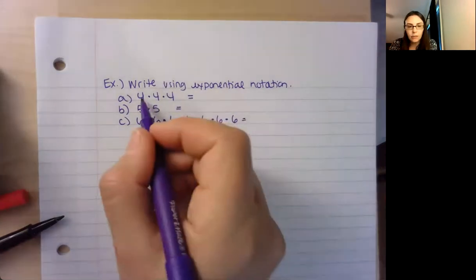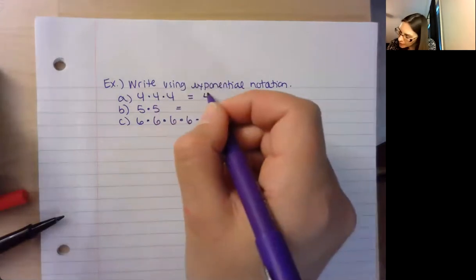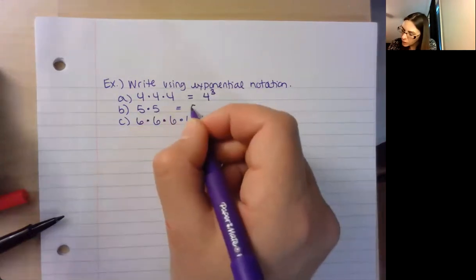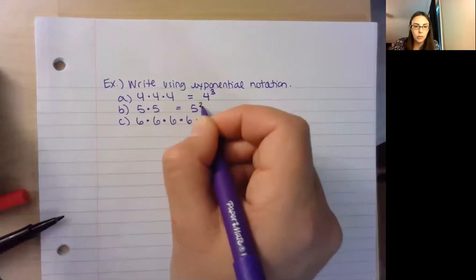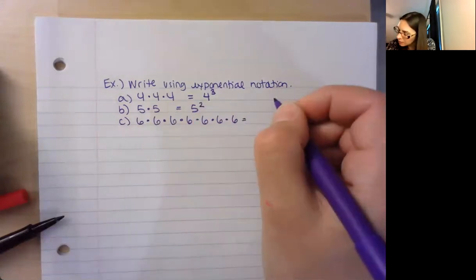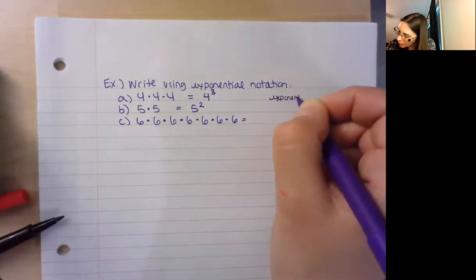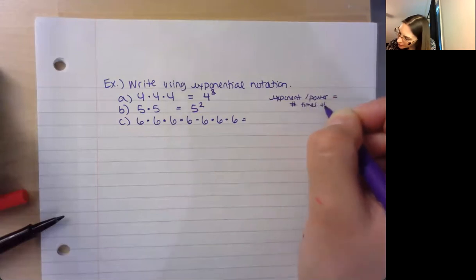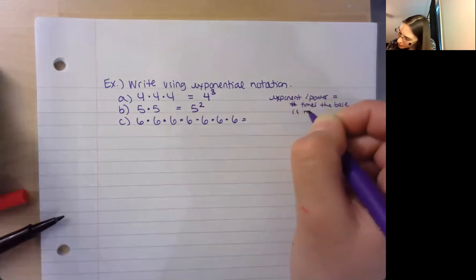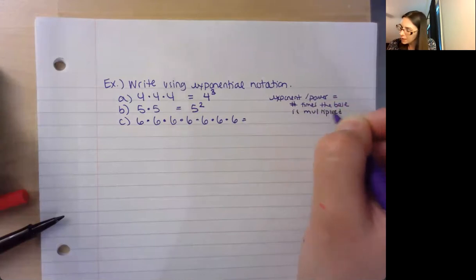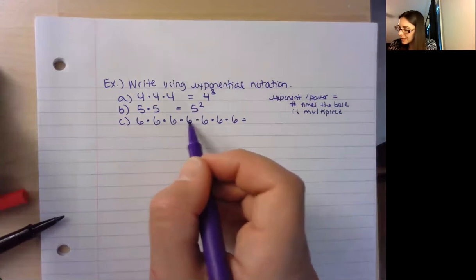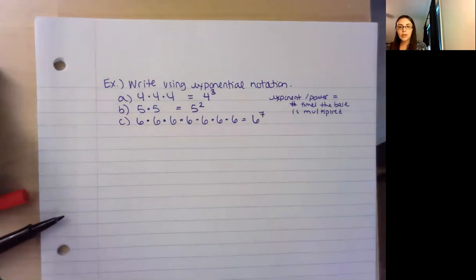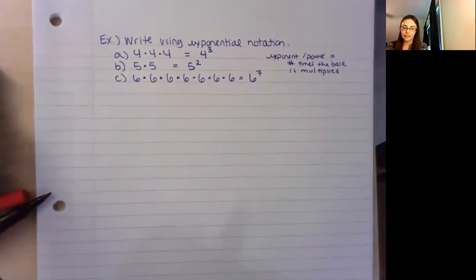So here I have 3 fours. My base is 4. My exponent is 3. Here my base is 5. I have 2 fives, so my exponent is 2. So remember, your exponent or your power is the number of times the base is multiplied. Okay. Here I have 1, 2, 3, 4, 5, 6, 7 sixes, so 6 to the 7th power. Okay. So again, it's just sort of a lazy way to write multiplication.